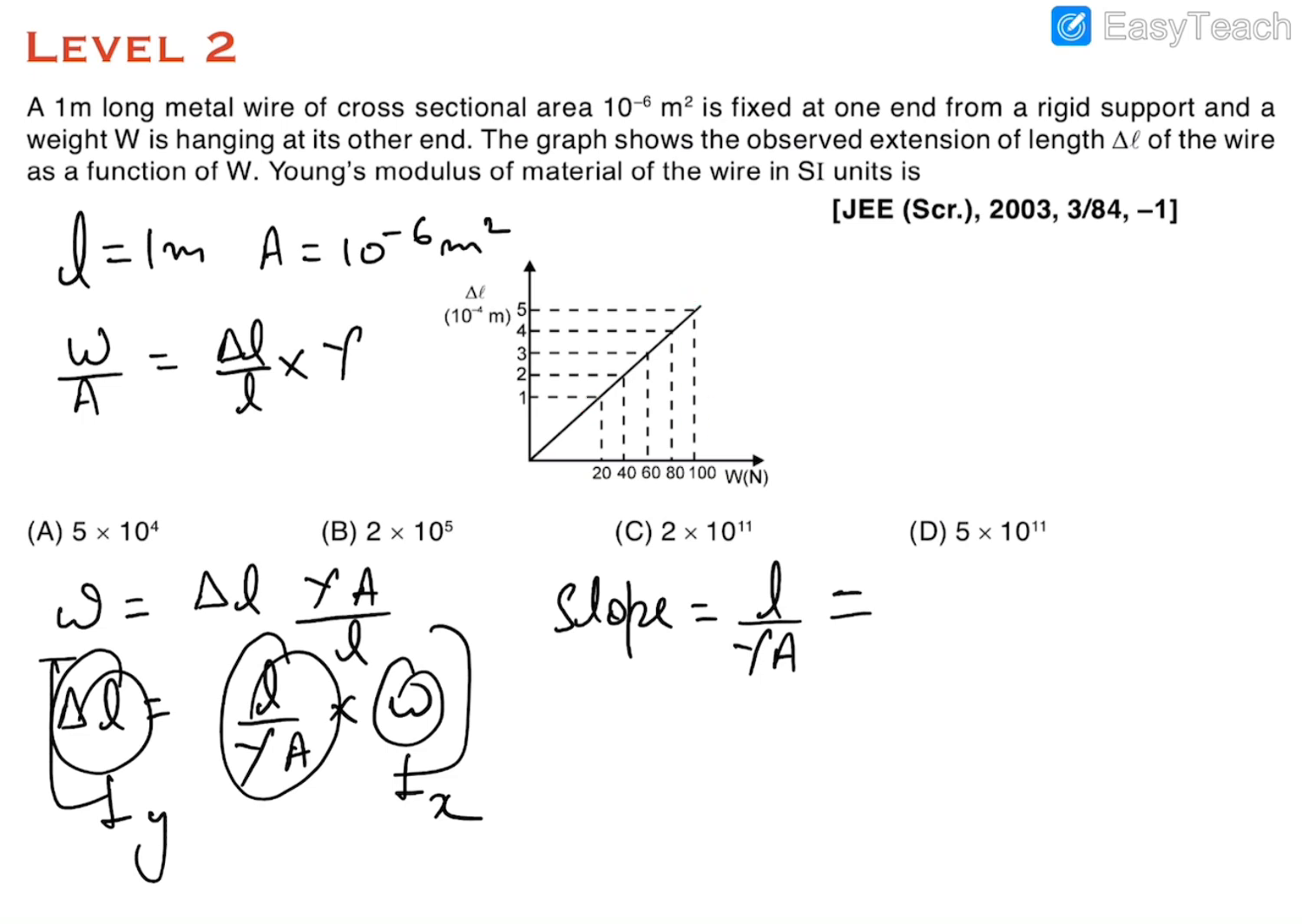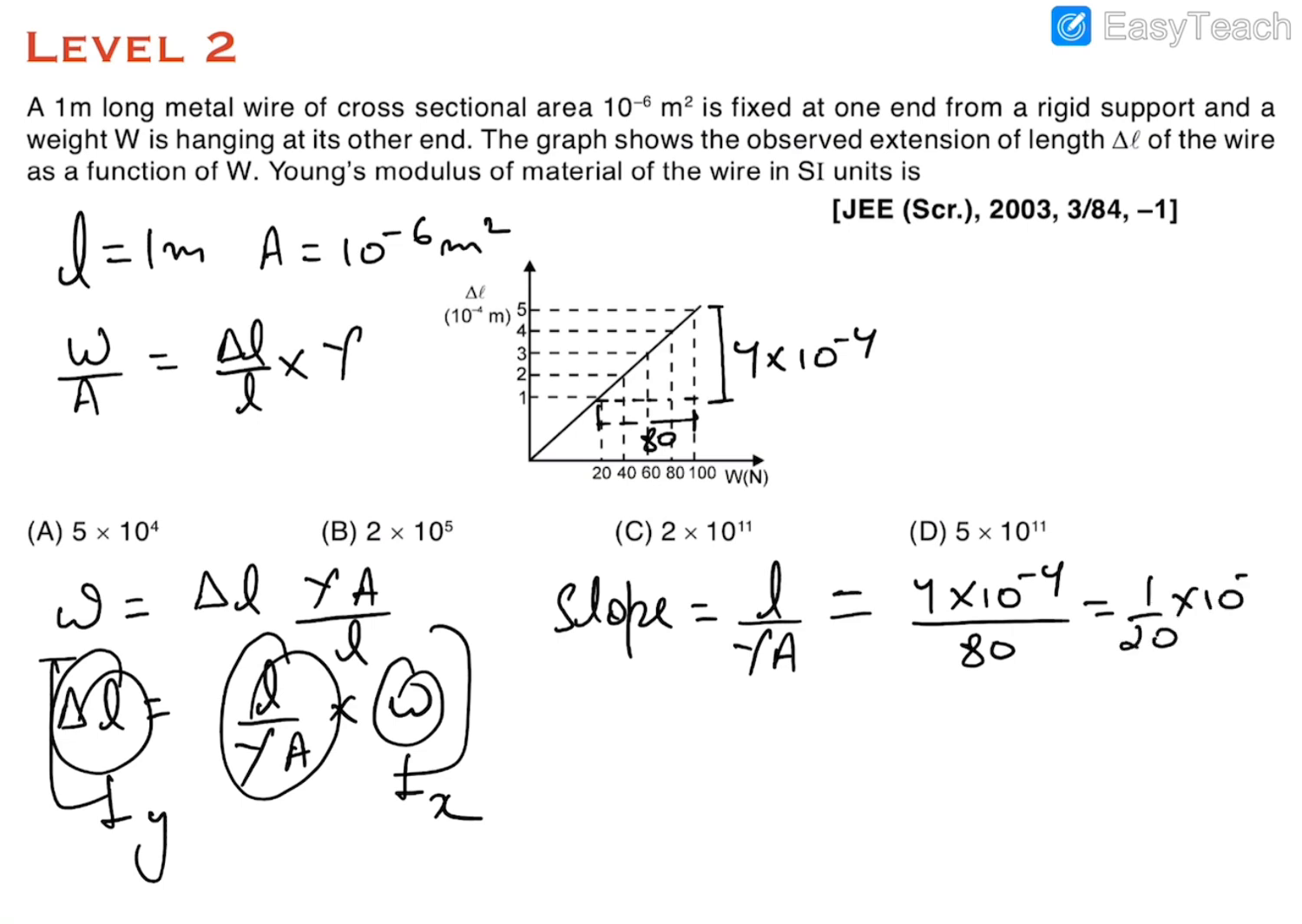So you can see that if we find out this height, then it is 5 minus 1, which is 4 into 10 raised to power minus 4, and this length is 100 minus 20 is 80. So the slope of this graph is equal to 4 into 10 raised to power minus 4 upon 80. So this is 1 by 20 into 10 raised to power minus 4, and therefore it is 0.05 into 10 raised to power minus 4. So you can write it down as 5 into 10 raised to power minus 6.